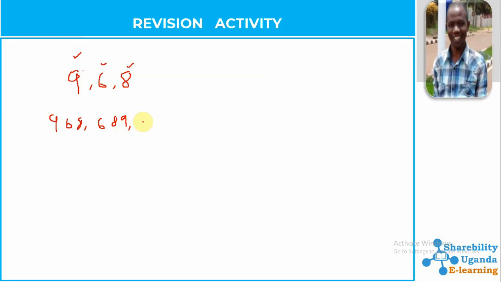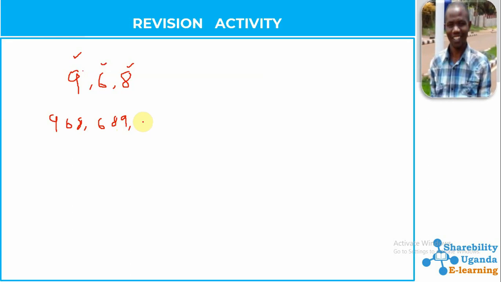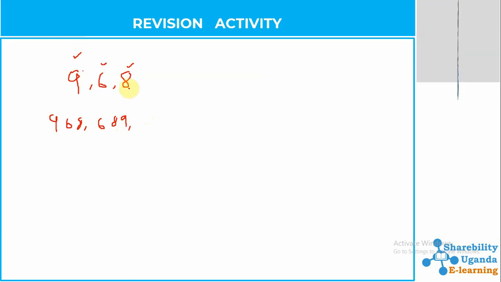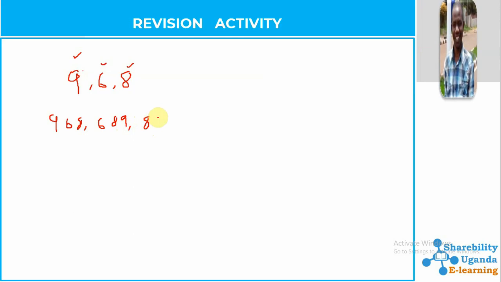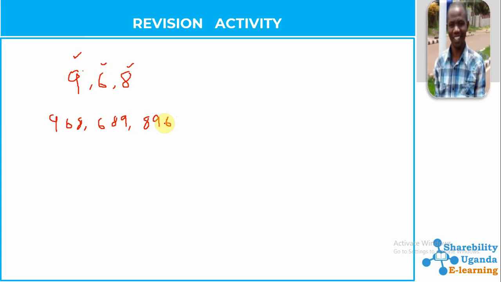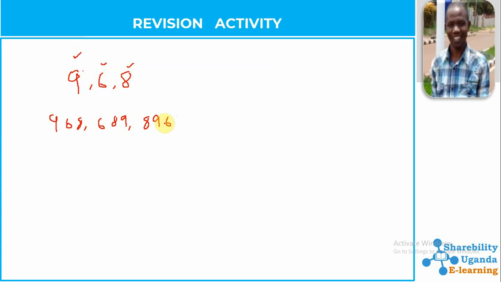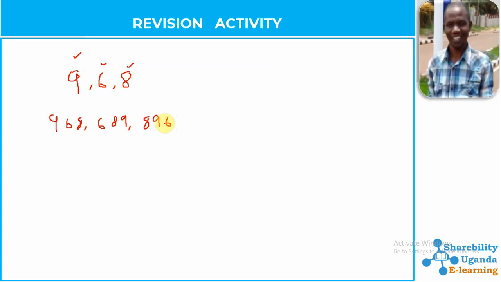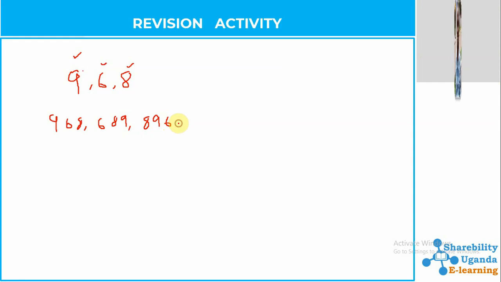Then we go ahead and form the next numeral, where we get our third digit to be the first. This is going to be our 8, then 96. All right, so that is going to be our other numeral.